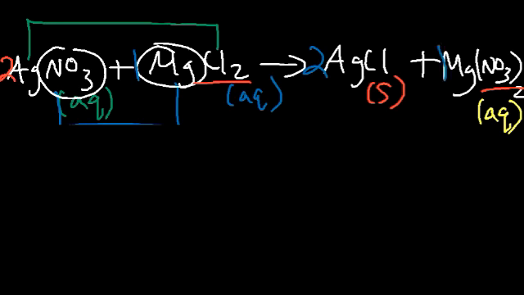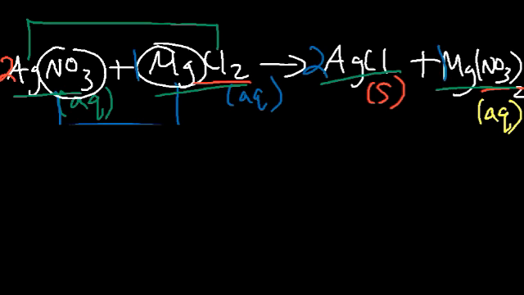Now this particular double replacement reaction, would you consider it a redox reaction? What would you say? Notice that there's no pure element in this reaction. This is a compound, that's a compound, compound, compound. So double replacement reactions are never redox reactions because you won't see any pure elements in this reaction.